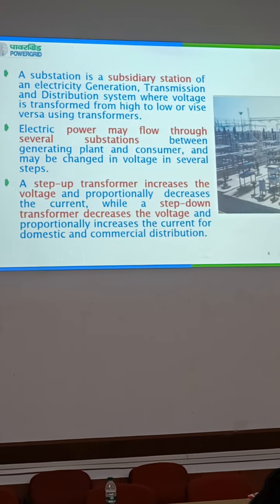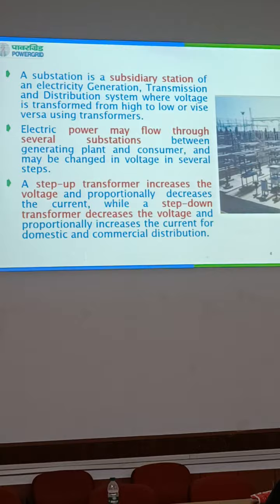So these are very, very basic things. Have you seen a distribution box?